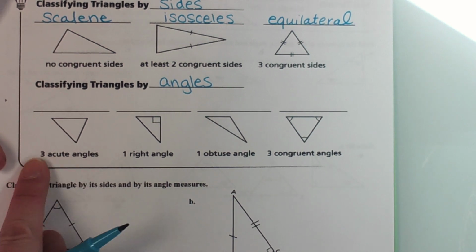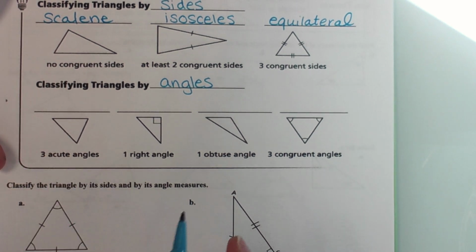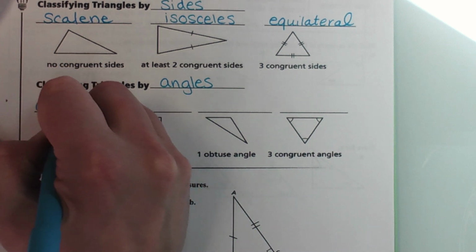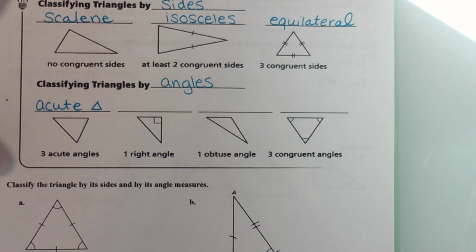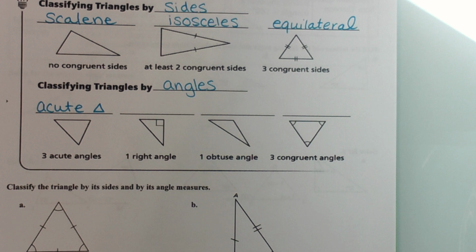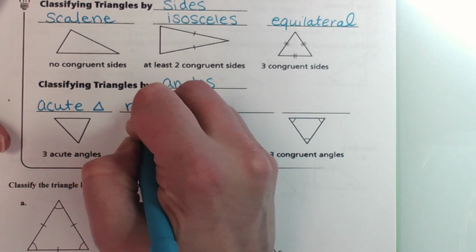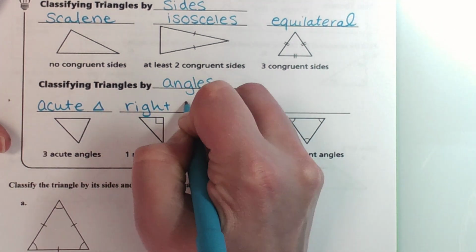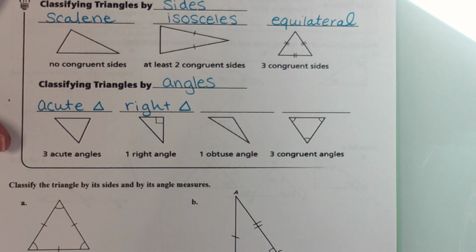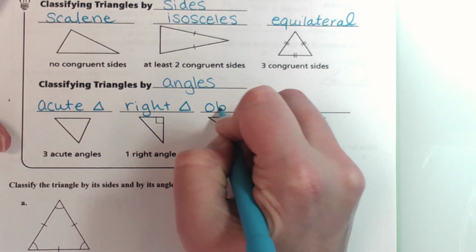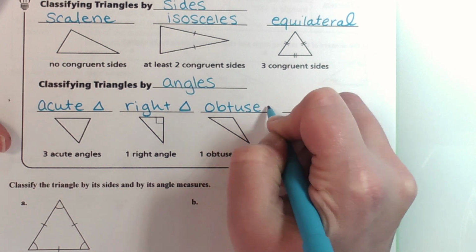If all three of the angles are acute, it is an acute triangle. If there's a right angle in the triangle, you know this one. It's a right triangle. If one of the angles is obtuse, we call it an obtuse triangle.